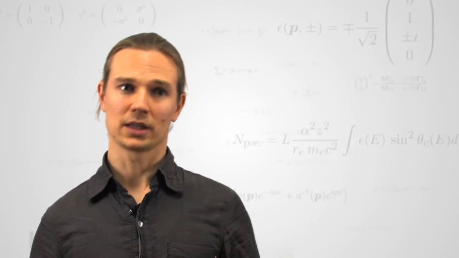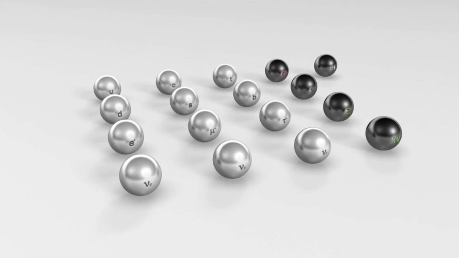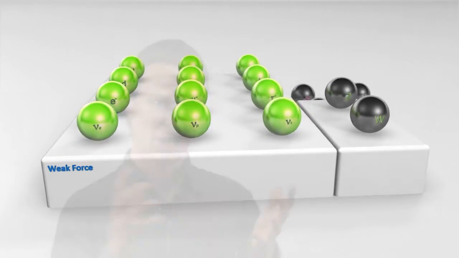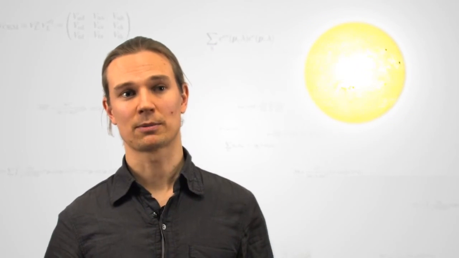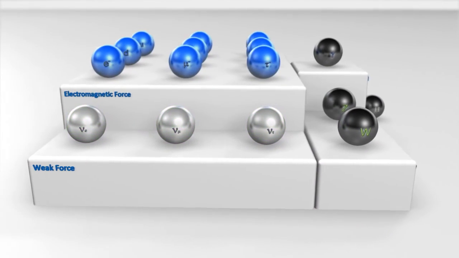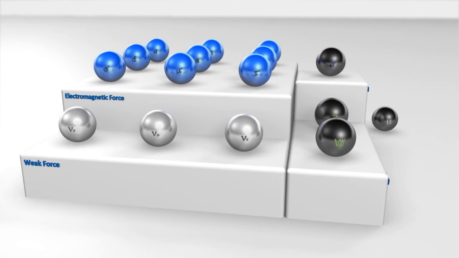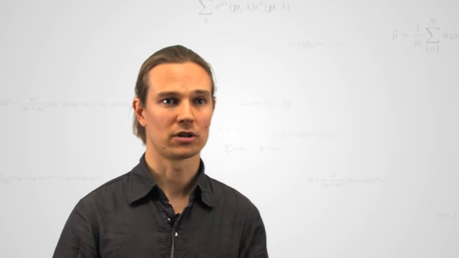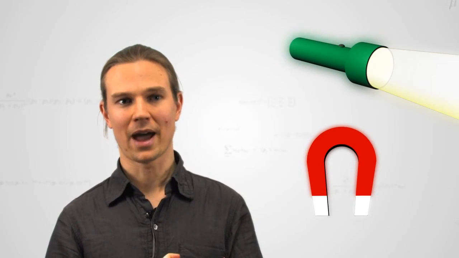The exchange particles of the weak force are the W and the Z boson. The weak force explains the energy production in the Sun and is responsible for the radioactive beta decay. The electromagnetic force acts on charged particles. The corresponding force carrier is the photon. The electromagnetic force is responsible for propagation of light or for the fact that a magnet can pick up a paperclip.